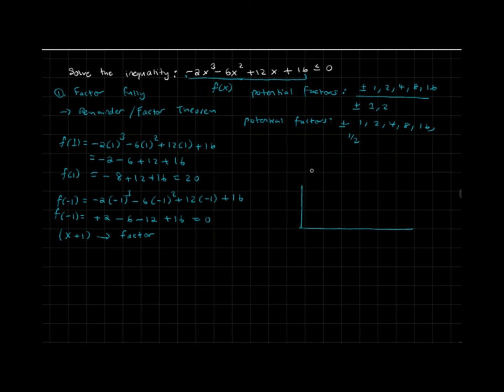When I'm doing synthetic division, I'm going to write down my terms up top. This is x cubed, x squared, x to the power 1, x to the power 0. And then the value I plugged in to find my remainder, I'm going to use that on the outside. My coefficients here: for the x cubed is negative 2, for x squared it's negative 6, x to the power 1 is positive 12, and x to the power 0 is 16. Okay, so those are my coefficients.